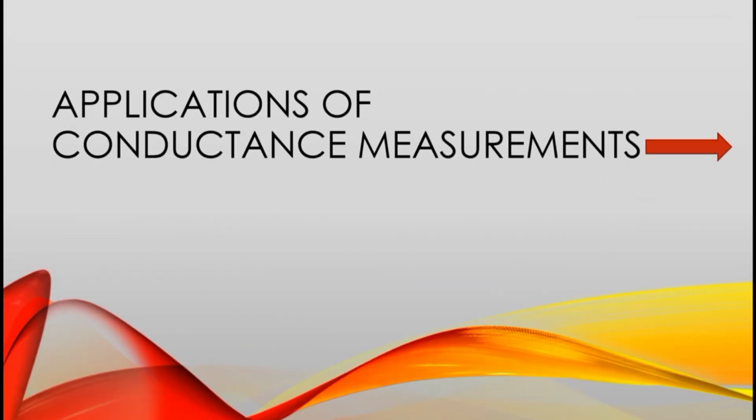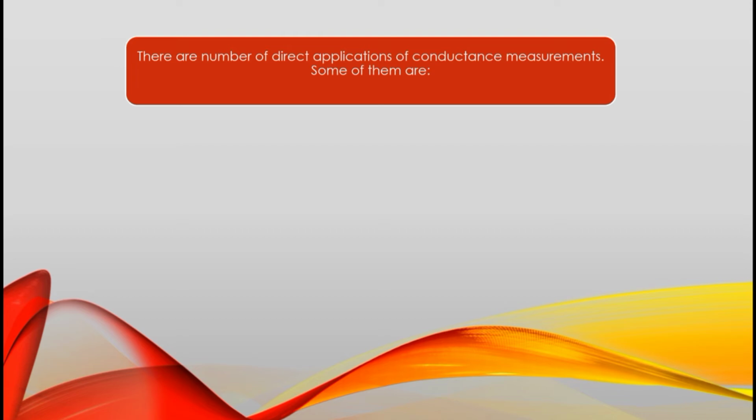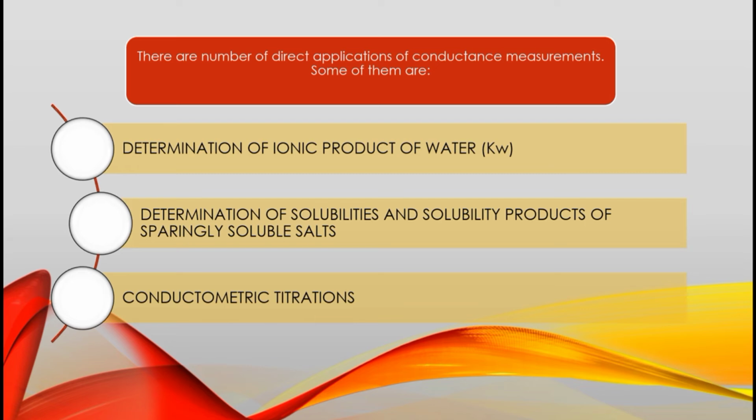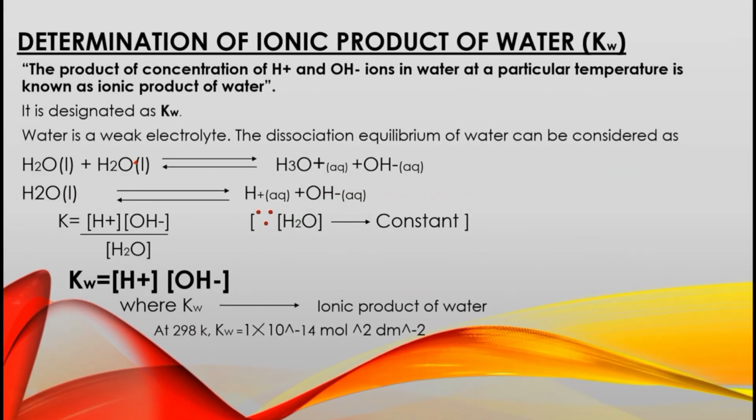Next is the application of conductance measurements. So there are a number of direct applications of conductance measurements. Some of them are determination of ionic product of water, determination of solubilities and solubility products of sparingly soluble salts, and conductometric titrations. First, let us see the determination of ionic product of water.